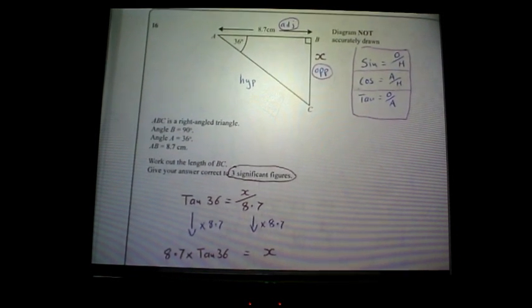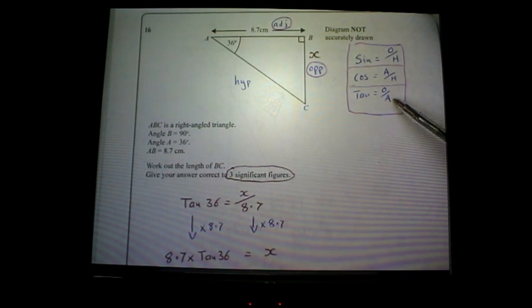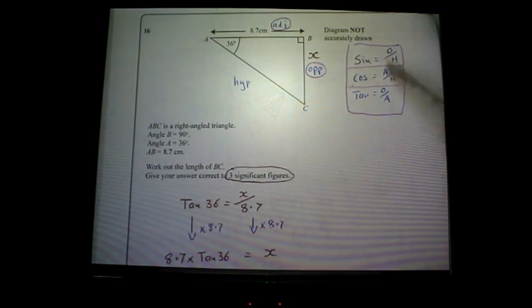Very straightforward, B grade sine, cos and tan. I've written this out, you don't have to, but why not? You might as well get it down, show them what you know.